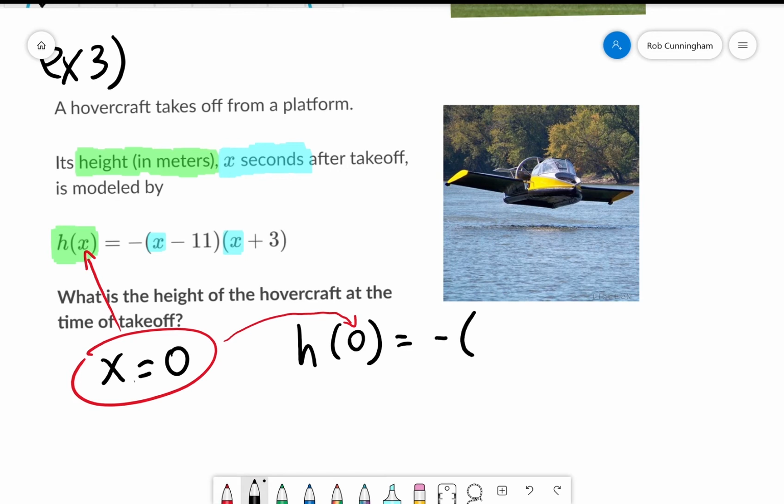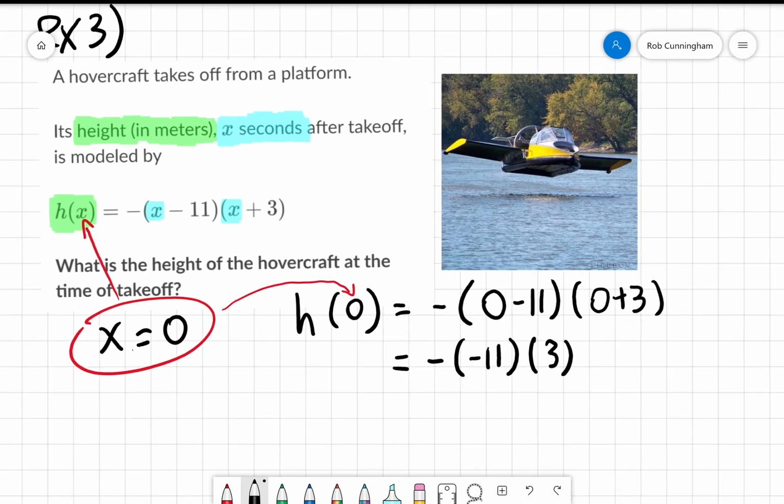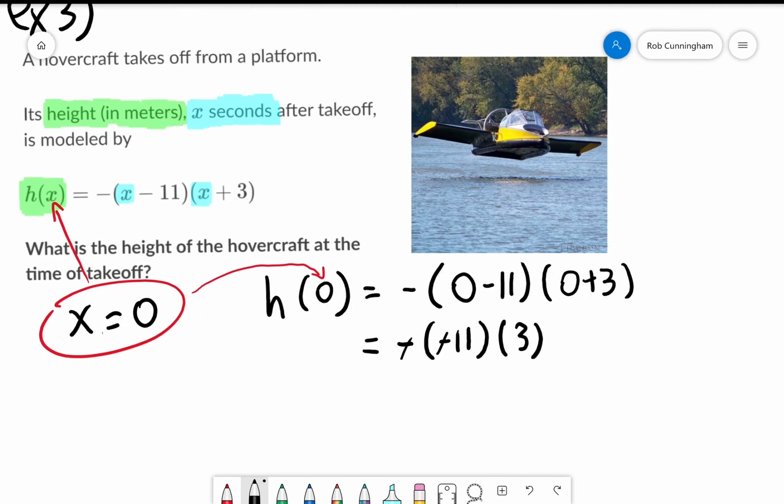is negative, parentheses, 0 minus 11, right? Just again, substituting 0 for x, times 0 plus 3. Okay, that gives me negative 11. 0 minus 11 is negative 11, times positive 3. Negatives cancel each other out. We get positive 33 meters.